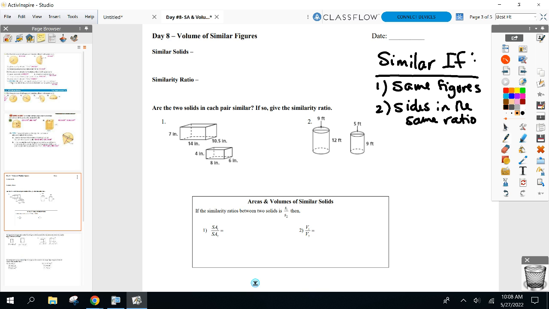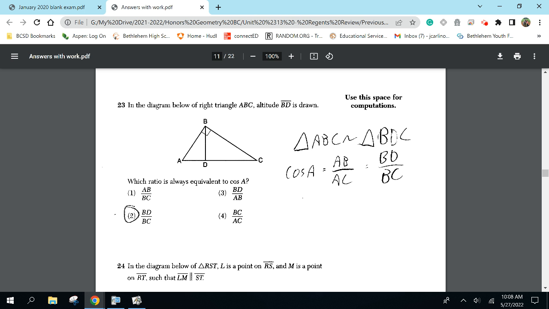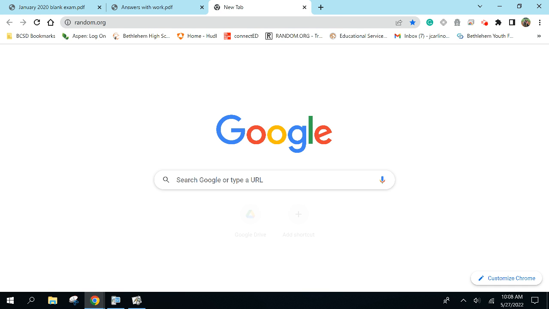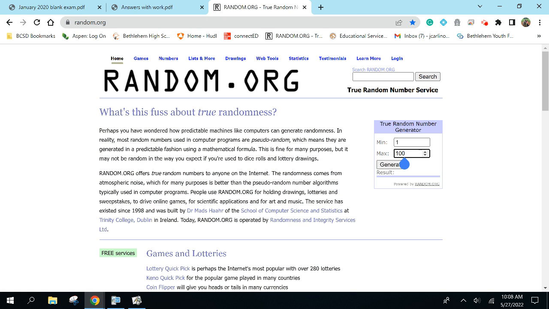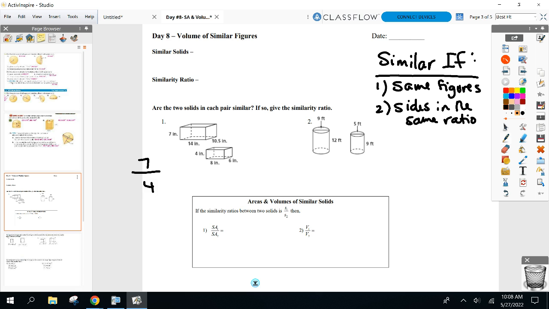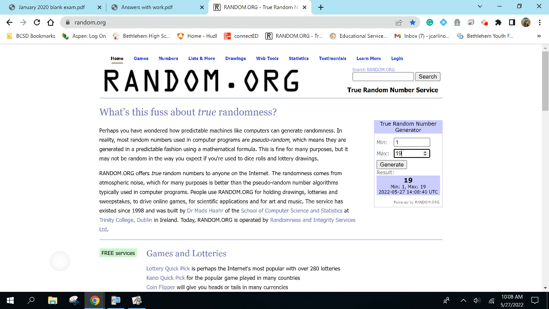So let's go to number 1. Are they the same figures? They're two rectangular prisms, so that's good. Are their sides in the same ratio? I have no idea, but you're about to help me check. 7 matches up with what in the other prism? 7 over 4 is 7 over 4, the same ratio as, keep going, 14 over, what's the 14 match up with?